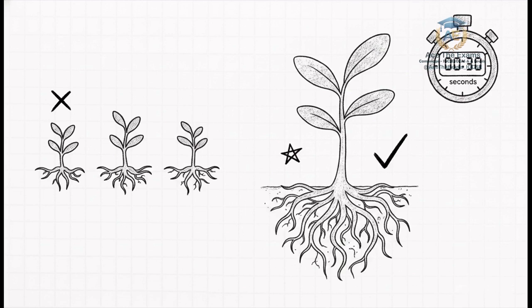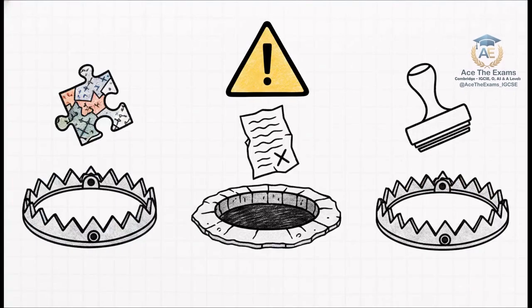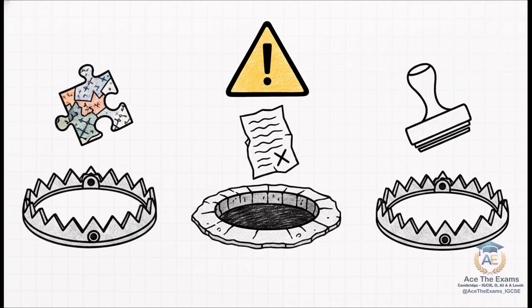Do you see the profound difference there? Examiners are desperately looking for justified conclusions about relative importance over time, not just a superficial, bulleted list of basic textbook facts. We are in the home stretch. Let's move to Section 5, the top 3 examiner warnings, pulled straight from the grading room. Here is your final system. These are the 3 classic traps identified in past papers that cause students to needlessly hemorrhage marks.